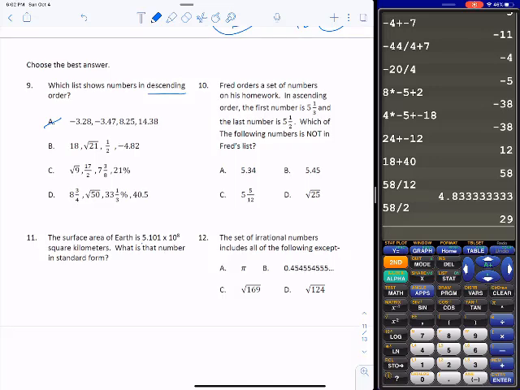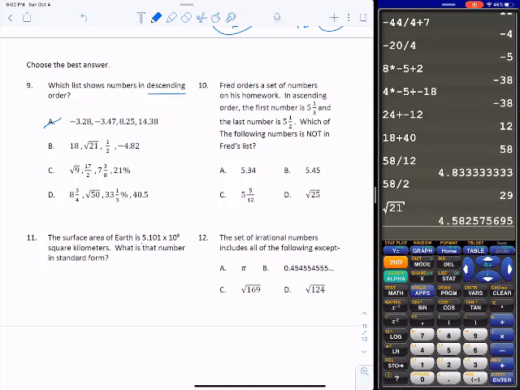So 18 is good. So the square root of 21, I need to type that one in. So I do second x squared 21, and I find out that that's about 4.6. So I'm going to write 4.6 over it. And then I know 1/2 is 0.5, and then negative 4.82. So that one looks good.